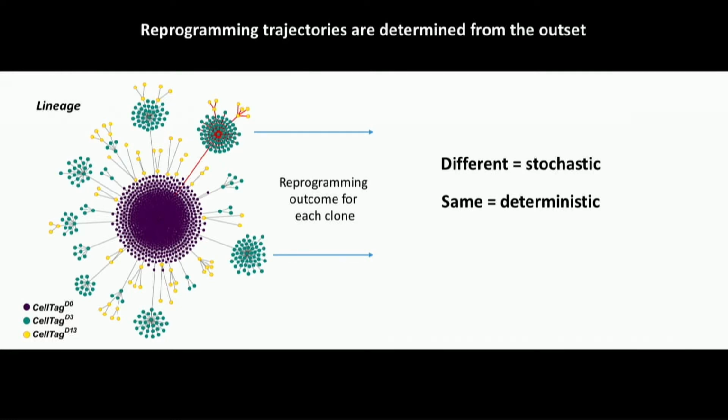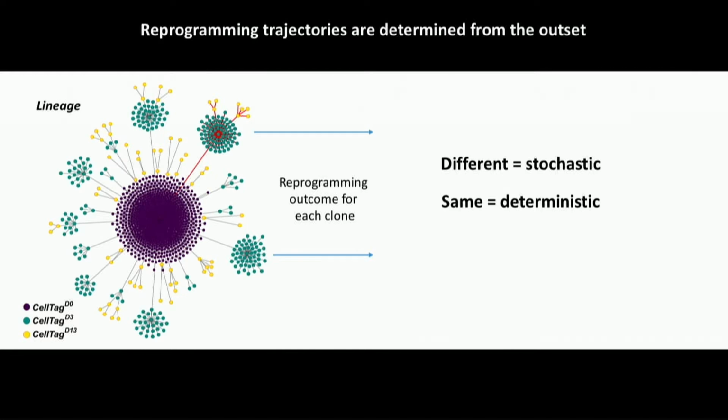So what we can do with these lineages is identify clones in the same lineage that are derived from a common ancestor. And then we can ask these related clones, which have been tagged just after the reprogramming process has ended with the transcription factor overexpression: do they reprogram with different efficiencies, which would support the stochastic model, or do they reprogram with the same efficiencies, which would support a deterministic model?